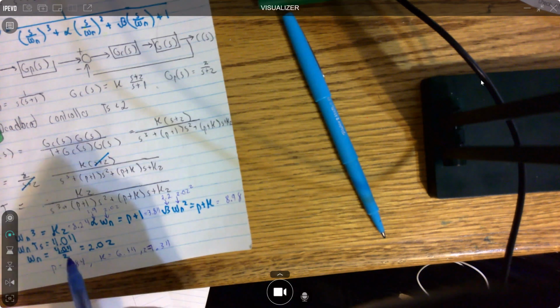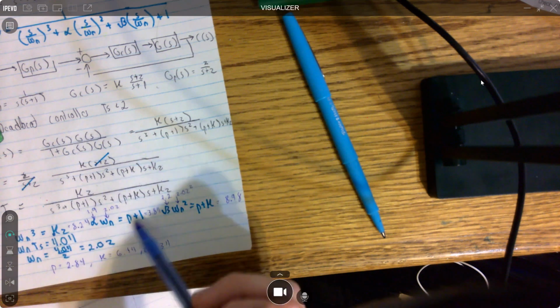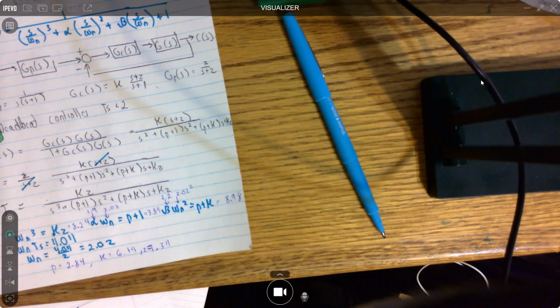And so we solve for omega n, then you can solve for your z, your p, and your k, and that gives you the deadbeat controller. Now that we talked about that, that's pretty much what you need to know for that section. Now we're going to look at the frequency response. So this is going to be all the Bode plots. So that was basically the first half of it.